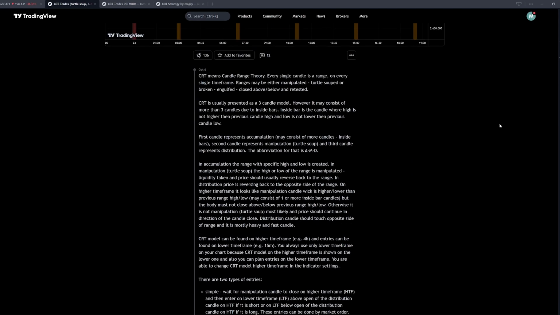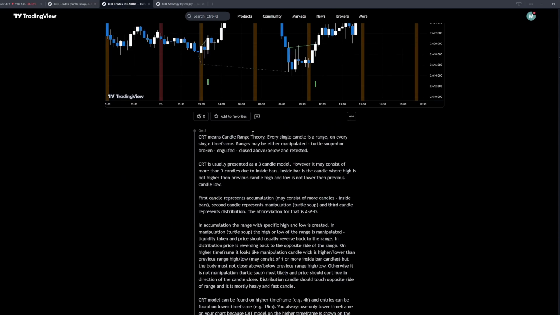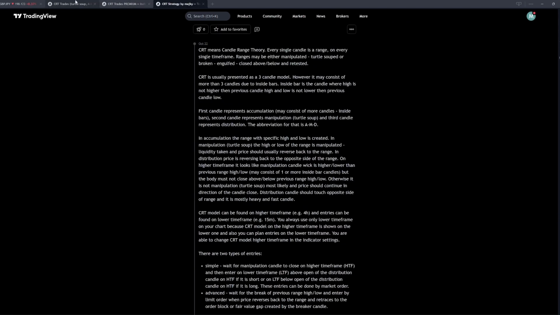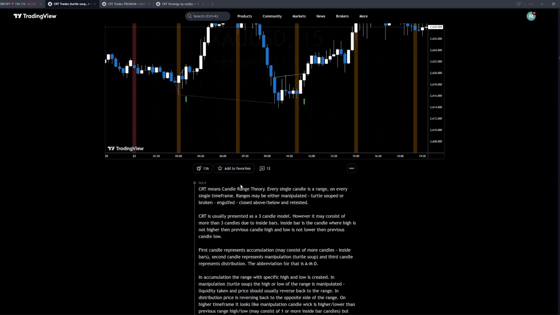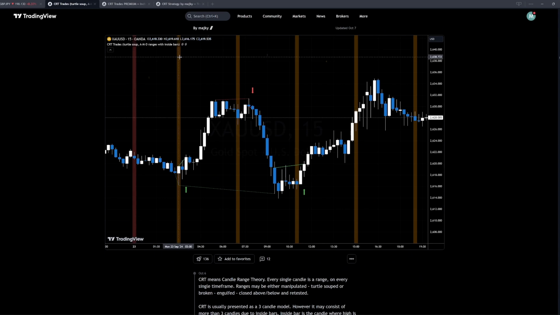I'm going to read and explain the description. You can find the descriptions at both indicators and at the CRT strategy as well. So CRT means candle range theory. Every single candle is a range on every single time frame. These vertical lines are dividing the chart into multiple ranges. So this is the first range, second range, third range, fourth range, and so on.